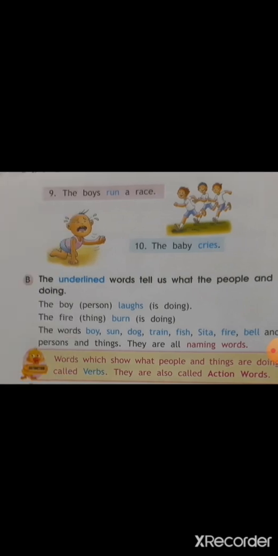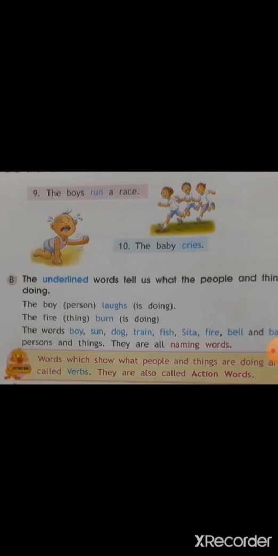The boy is a person, as you all know, it's a noun. Laugh is the doing word, he is laughing, that is his action. Fire is a thing, it is burning. The words boy, sun, dog, train, fish, Sita, fire, bell, and baby are persons and things. See, children, they are all nouns, the naming words. And the action words tell us what they are doing. For example, the boy laughs. The boy is a person. The boy is laughing. The baby is a person. The baby cries.